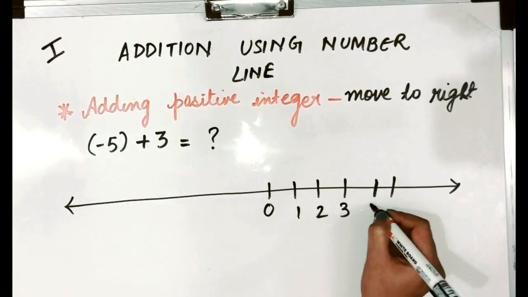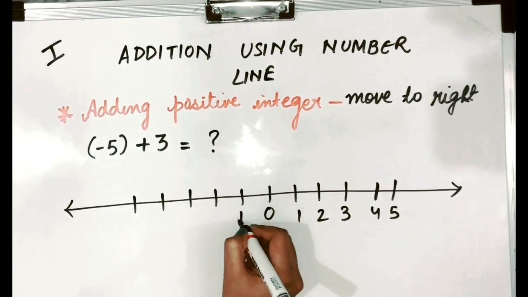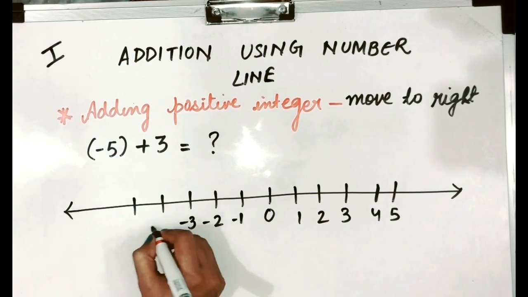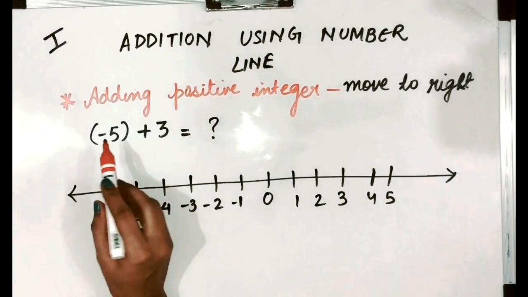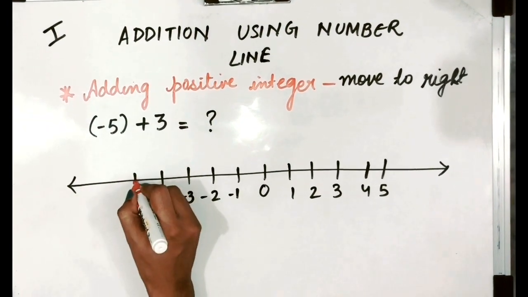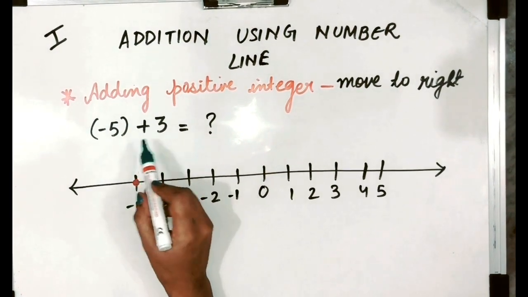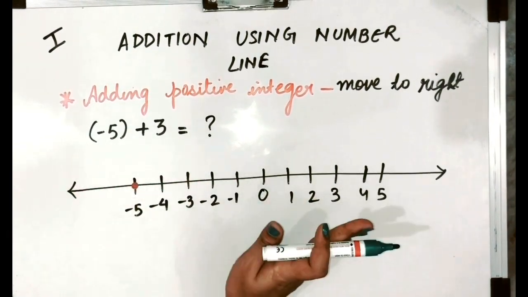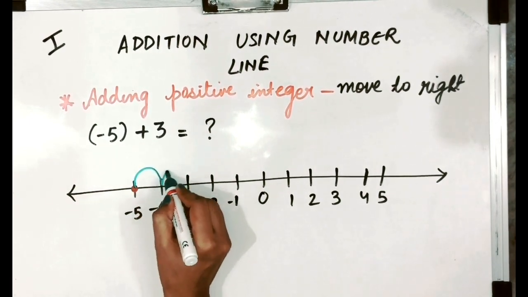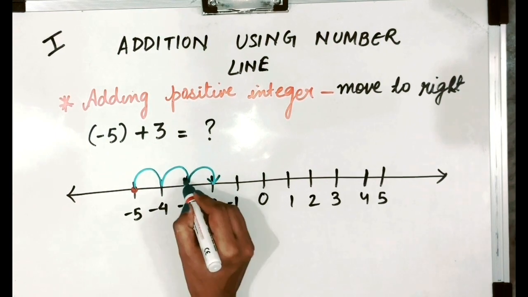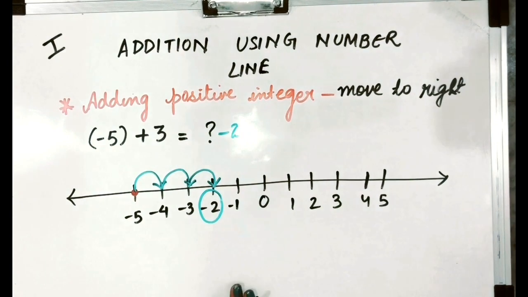One, 2, 3, 4 and 5. Minus 1, minus 2, minus 3, minus 4 and minus 5. Now you can see the question starts with minus 5, so we will start from minus 5. After that it is written plus 3. So plus means we have to move to the right. So we will jump 3 times towards the right: 1, 2 and 3. So the answer is minus 2.